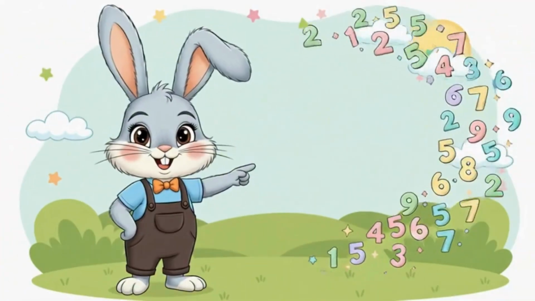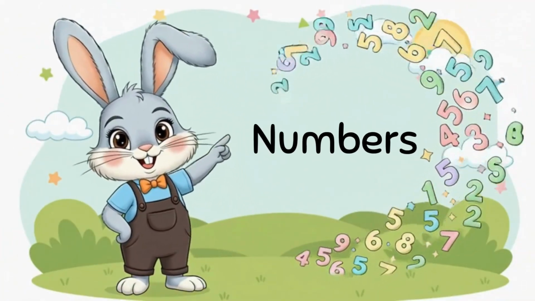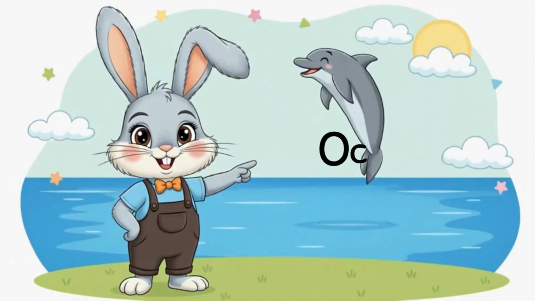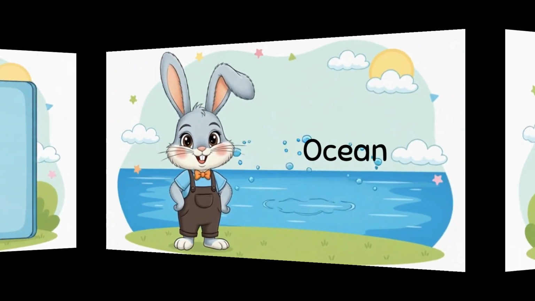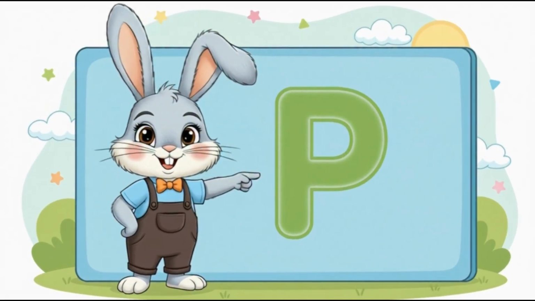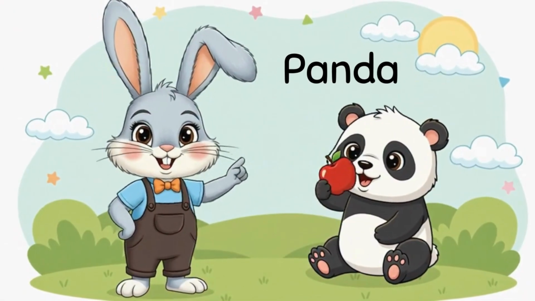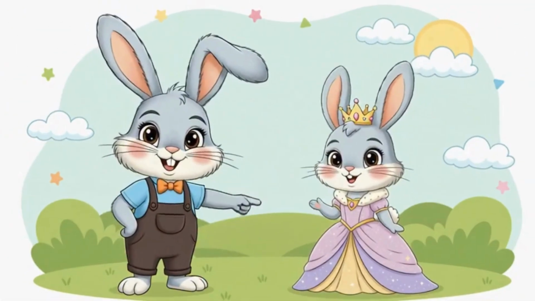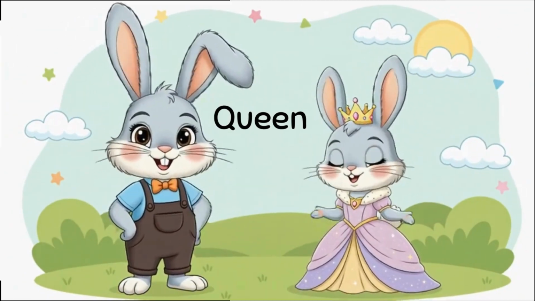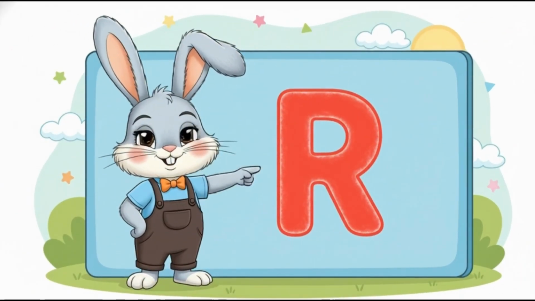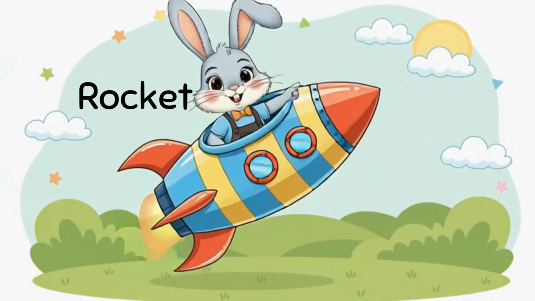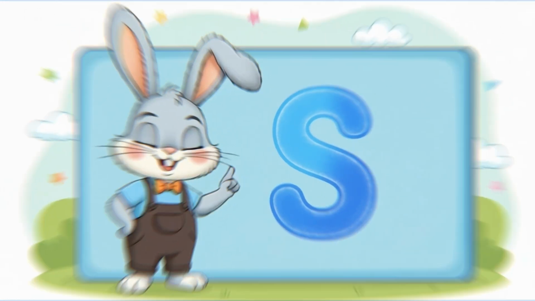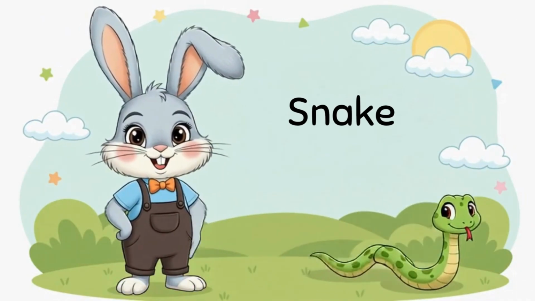N is for numbers. O is for ocean. P is for panda. Q is for queen. R is for rocket. S is for snake.